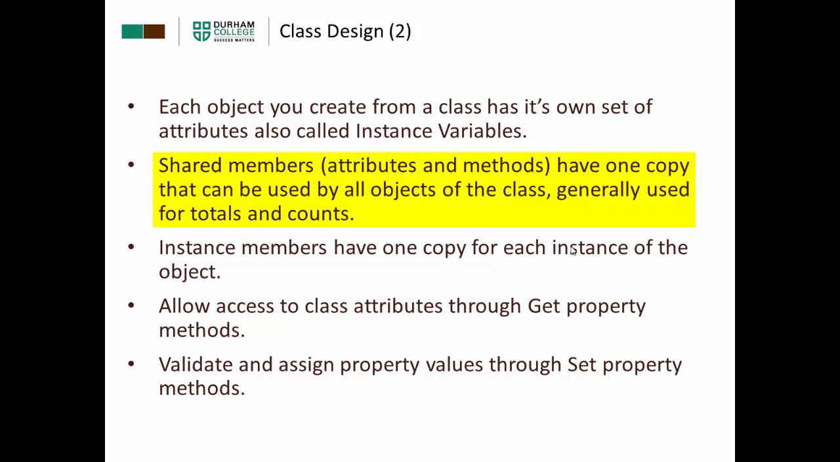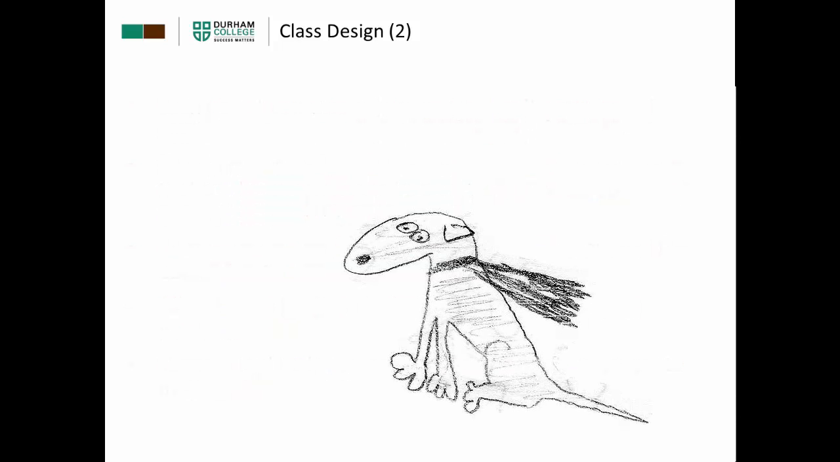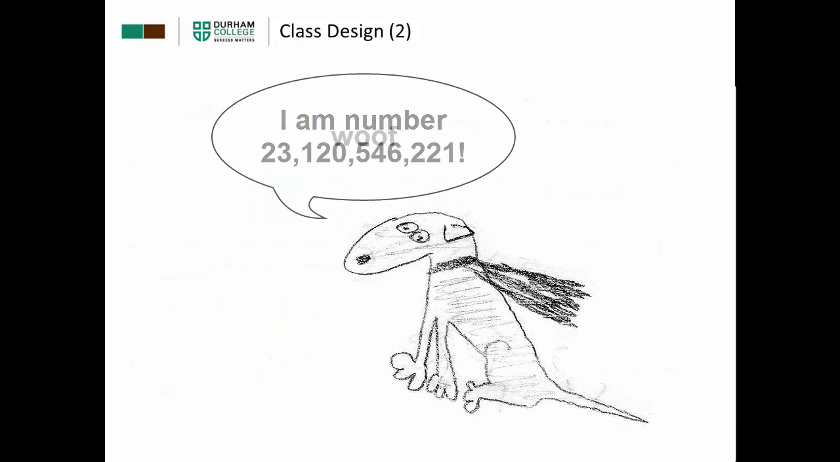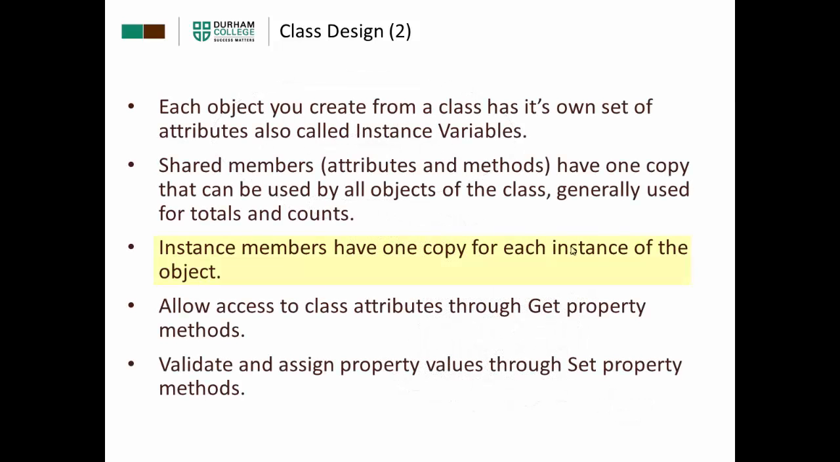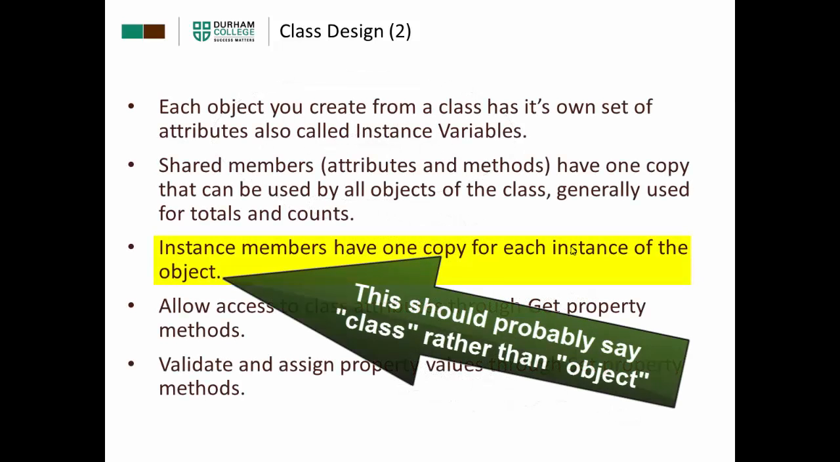So there's not really a good example to tie in with the dog class unless every dog had a copy of the total number of dogs that have ever existed. And that's not a real thing. Instance members have one copy for each instance of the object.